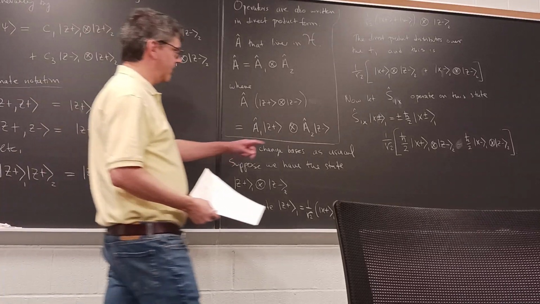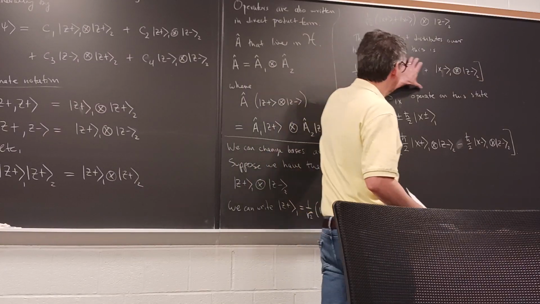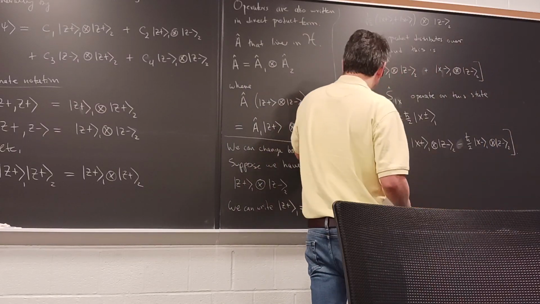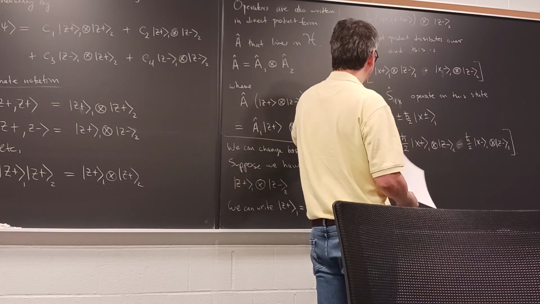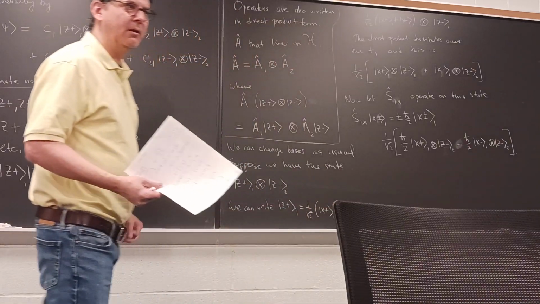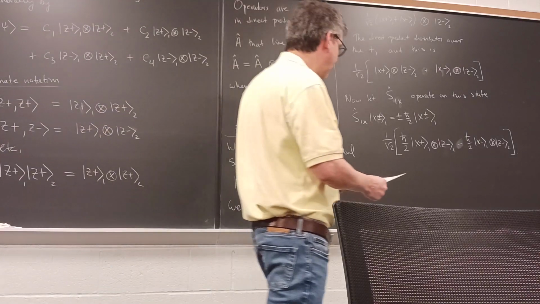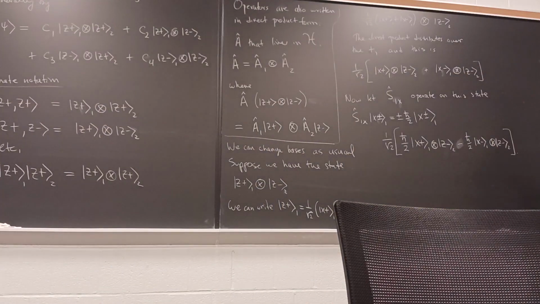But now this thing only operates, if we operate on this direct product ket, then this thing lives in the first Hilbert space, it only operates on that first state ket. Okay. Okay, any questions just about the setup here?